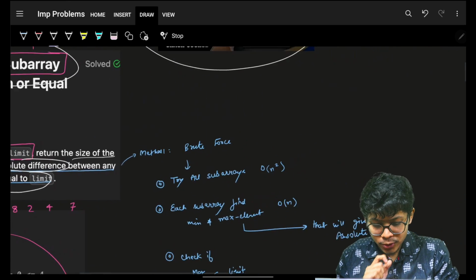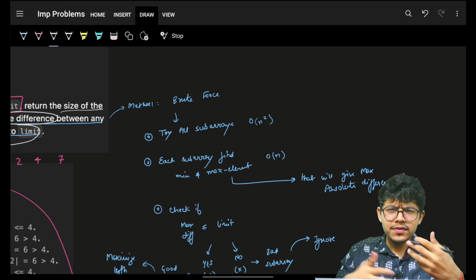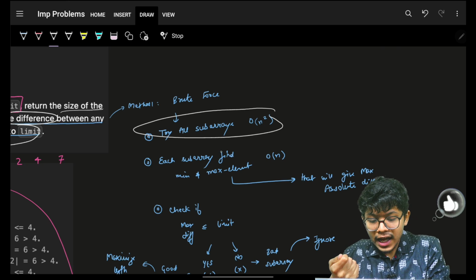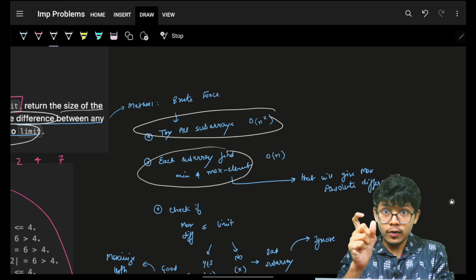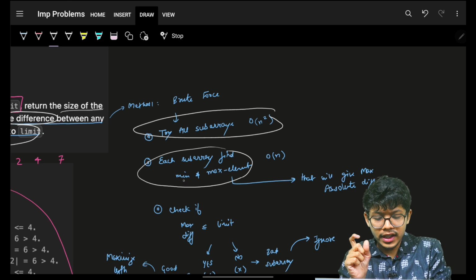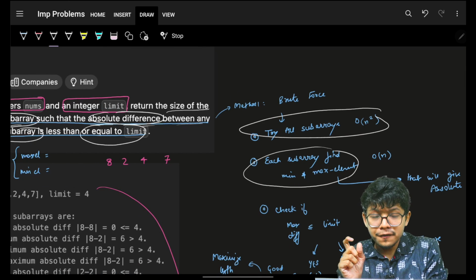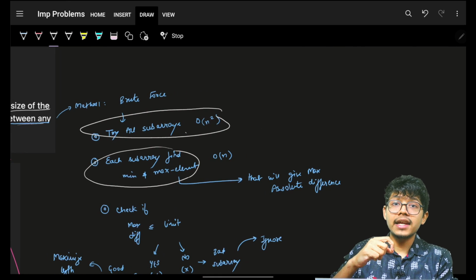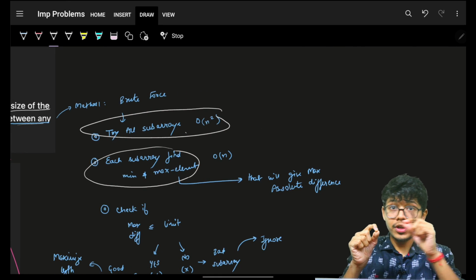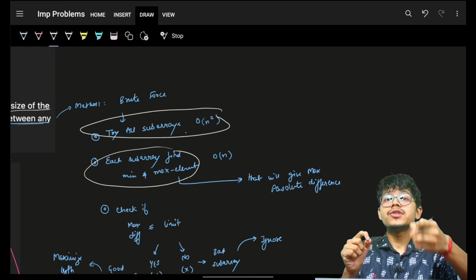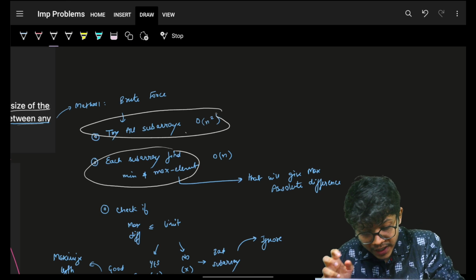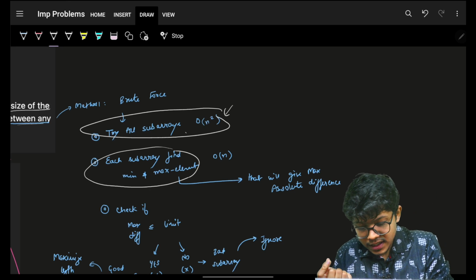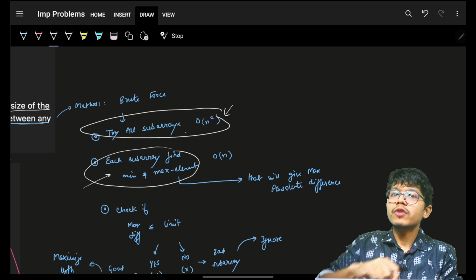Let's break it down. If we go the brute force way, we have to generate all these subarrays. Out of all those subarrays, let's take one subarray. For that subarray, I have to take the absolute difference between any two elements. So n square are the subarrays, and for every subarray I will have n square pairs. So finding the difference would again have been n square.